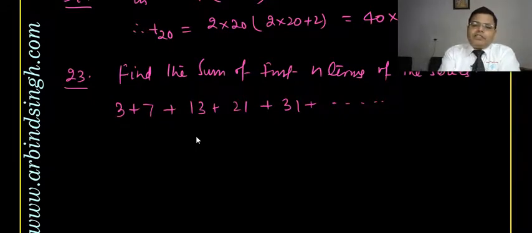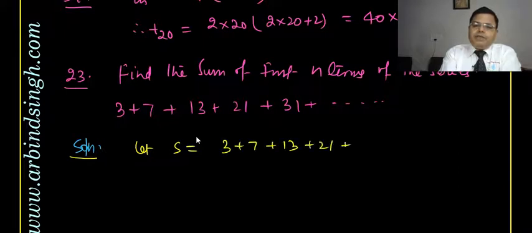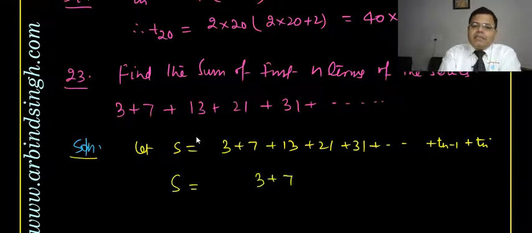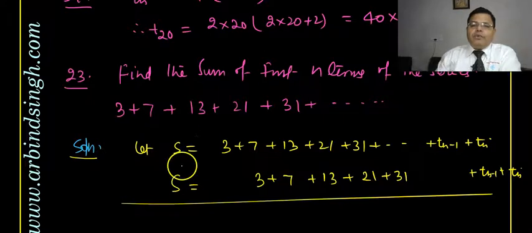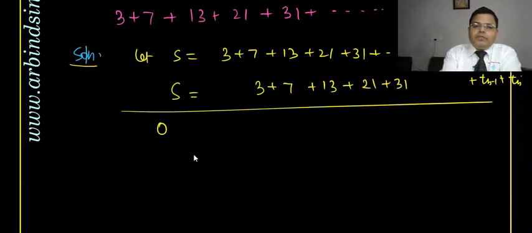Whenever there are such questions, you can do the solution like this: let S equal 3 plus 7 plus 13 plus 21 plus 31 up to t(n minus 1) plus tn. Now again, S can be written as 3 plus 7 plus 13 plus 21 plus 31, shifted below by one term, up to t(n minus 1) plus tn. If I subtract these two, S minus S is 0, and the sign changes everywhere, so it will be all negative.